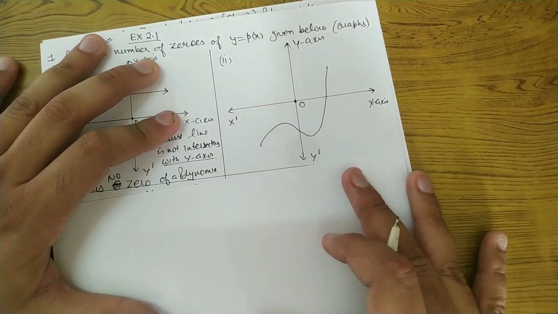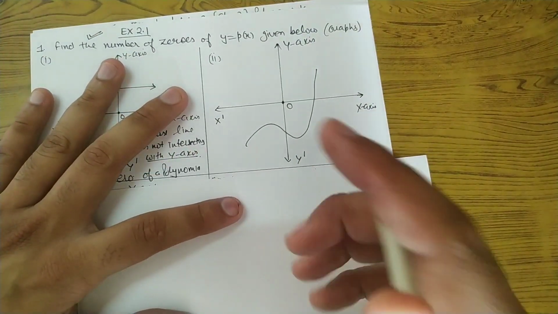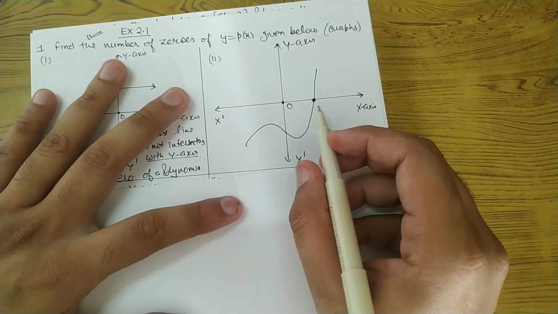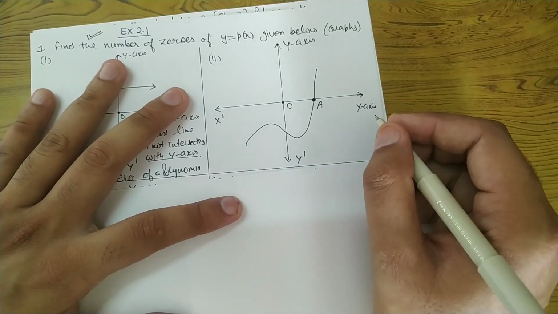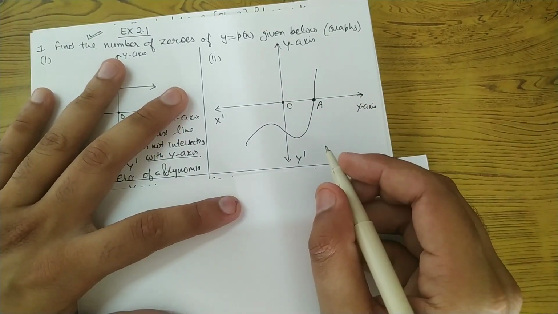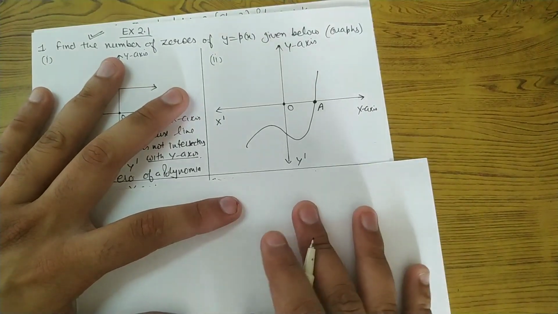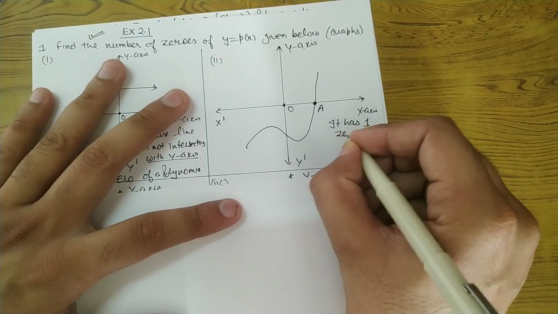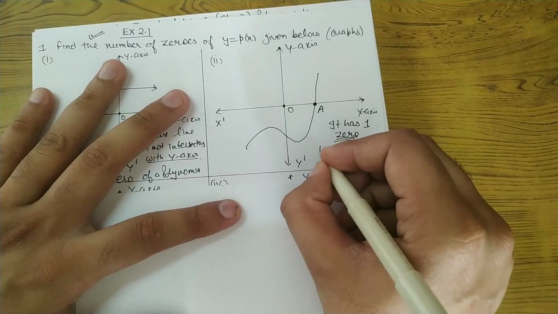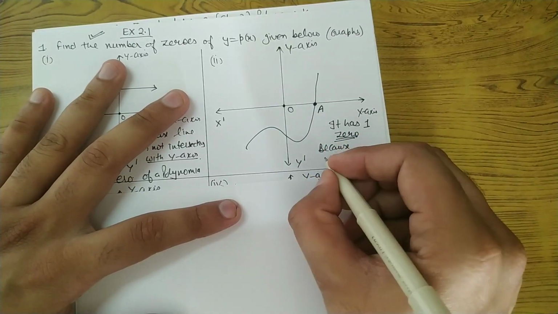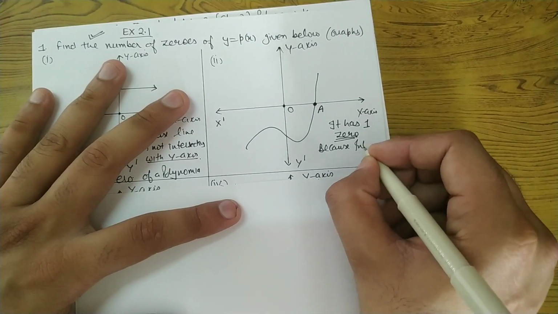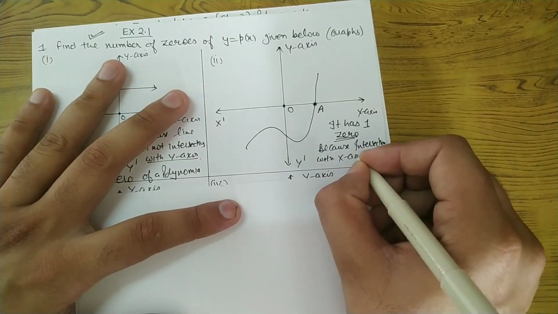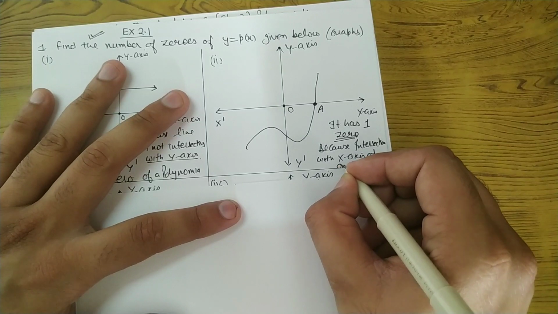Now come to the second question. Just see, the curve is intersecting the x-axis at point A. The curve is intersecting at one point only, so it has 1 zero, because of the intersection with the x-axis at one point.